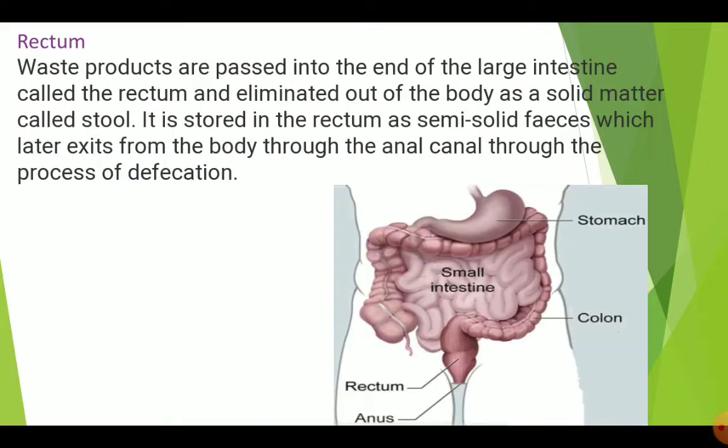Rectum. Waste products are passed into the end of the large intestine called the rectum and eliminated out of the body as a solid material called stool. It is stored in the rectum as semi-solid feces, which later exits from the body through the anal cavity through the process of defecation.